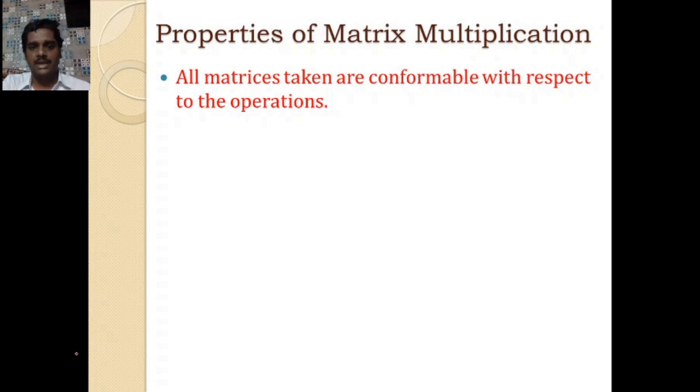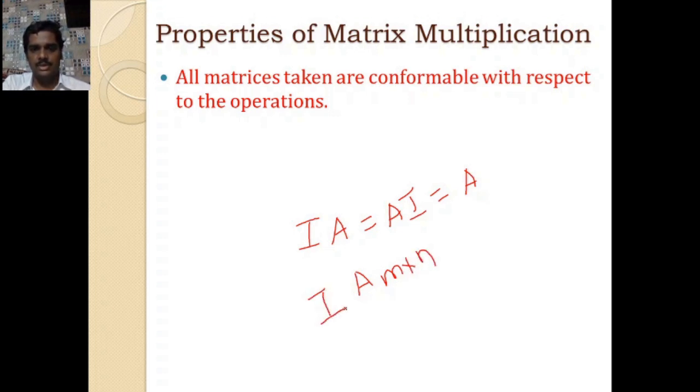I would also like to highlight over here, you'll come across one property, existence of identity, existence of multiplicative identity. There I have written I into A equals A into I equals A. So here, if your matrix A is of order m by n, and I am writing I into A, in that case this I is nothing but Im. Im means identity matrix of order m, and this multiplying together gives you A.